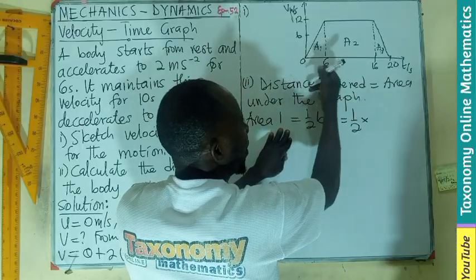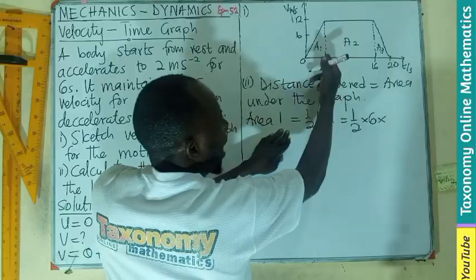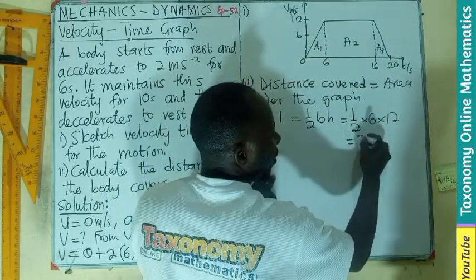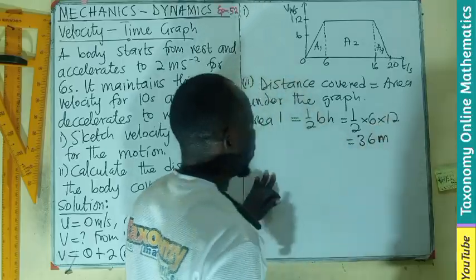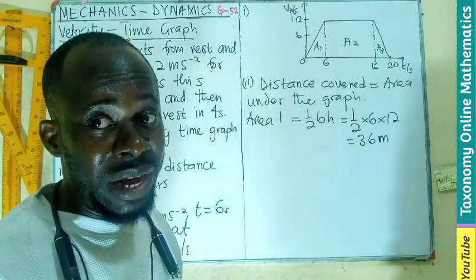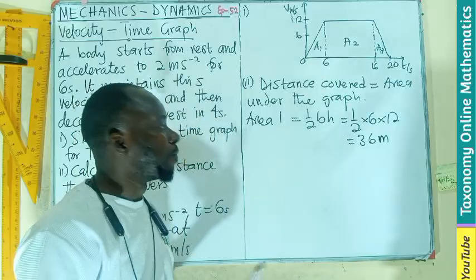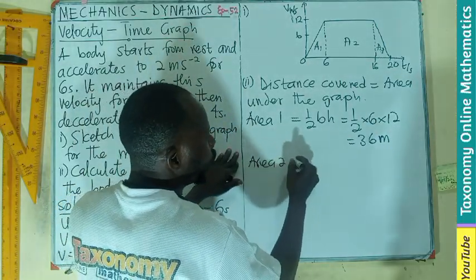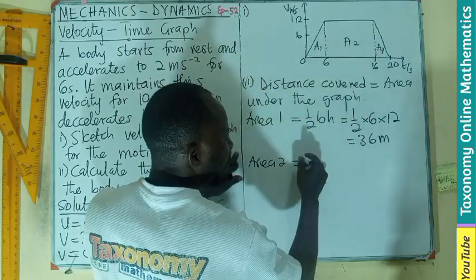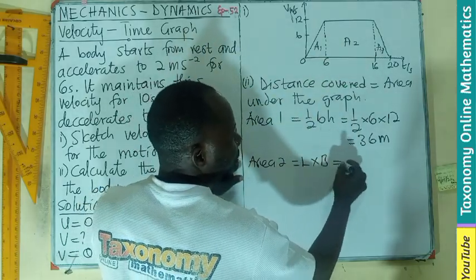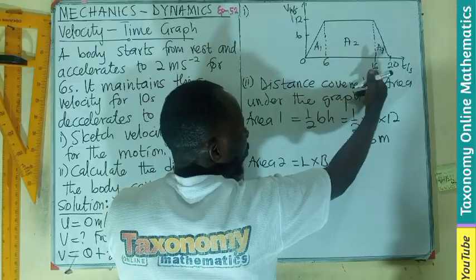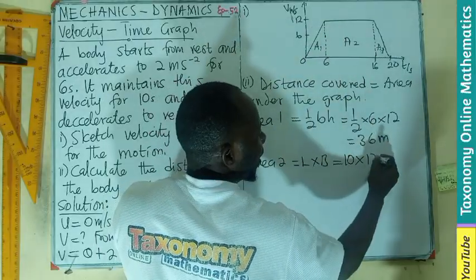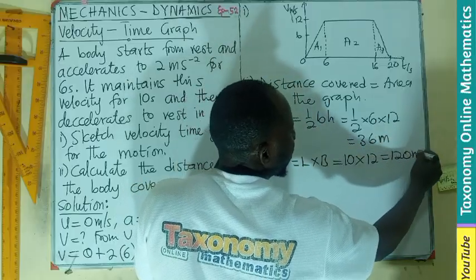The base is from here to here as 6. The height is from here to here as 12. And that gives us 36 meters. Remember, it is distance we are dealing with, not area specifically. Then we go for area 2, which is a rectangle. So length times breadth. The length is the distance from here to here, taking 10. The height from here to here is 12, giving you 120 meters.